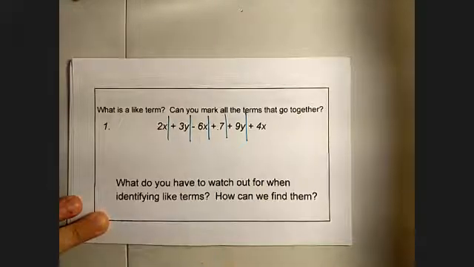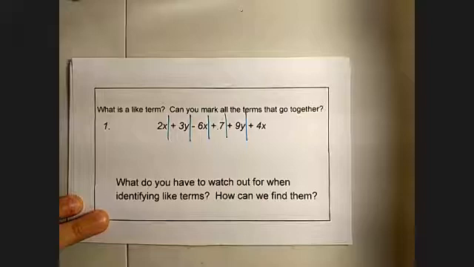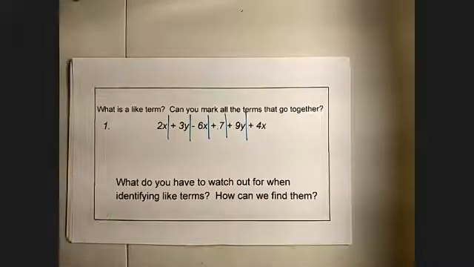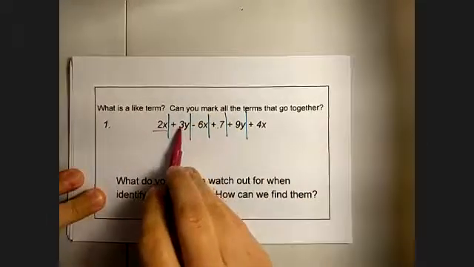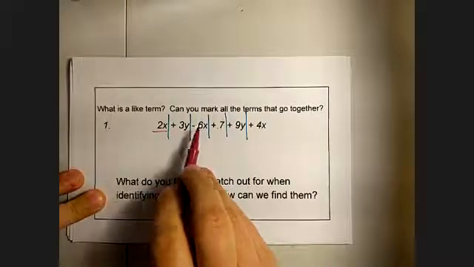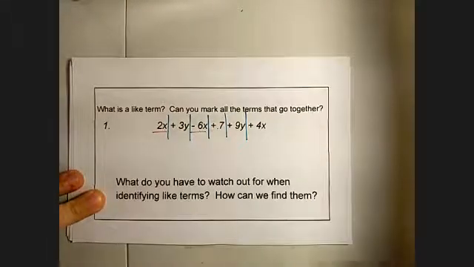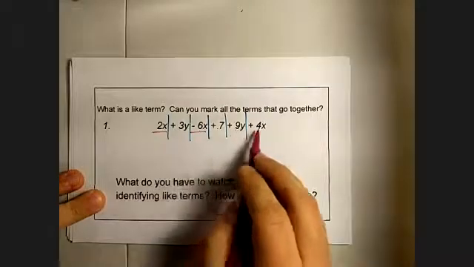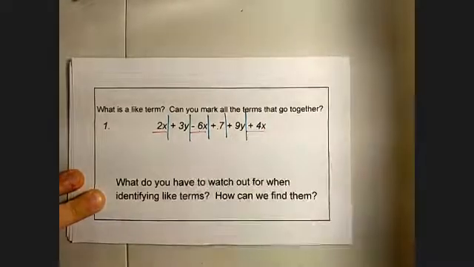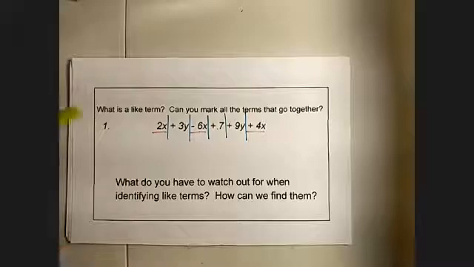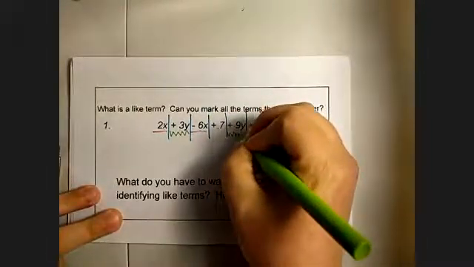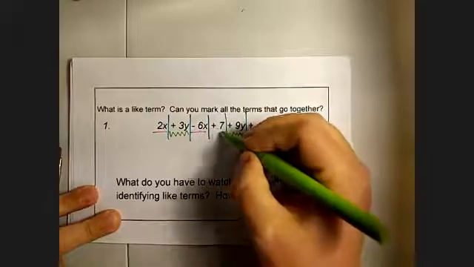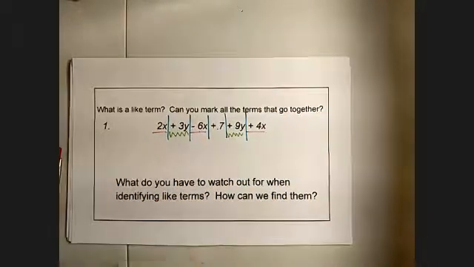What we need to do now is think about putting the terms that go together. Which ones are alike? I see a 2x, and that's not going to match a 3y because it's not the same variable, but a -6x is going to match. Not a +7, not a 9y, but also a 4x. Those would match. The +3y matches the +9y. And the +7 is called a constant. It doesn't have a match in this case, but it can.